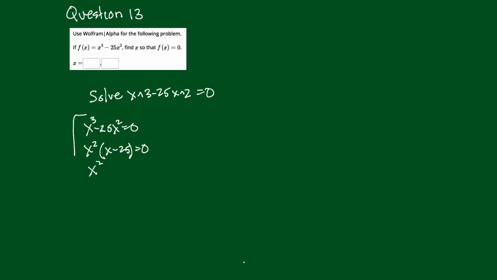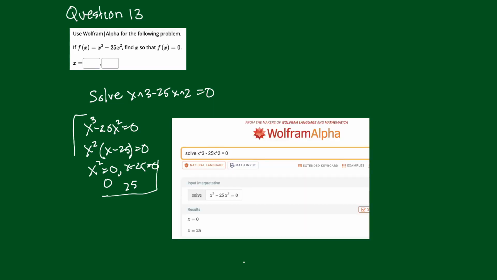X squared could be 0, or x minus 25 could be 0. Now I'm going to get 0 from here and 25 from here. Okay, let's see what Wolfram Alpha gives us. So here's what I got. I've typed in solve x cubed minus 25x squared equals 0, and I'm getting these two solutions here. I'm going to write my solutions like this: x is 0 and 25.